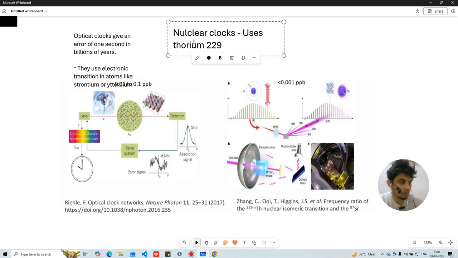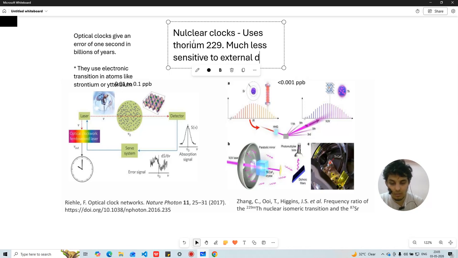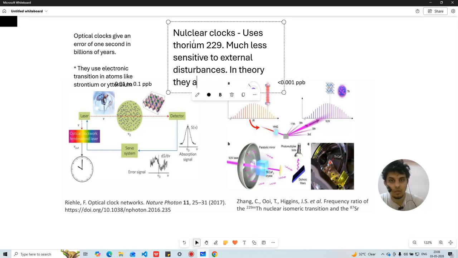Thorium 229 is much less sensitive to external disturbances and more shielded than electrons. Its potential could reach, in theory, being more stable than optical clocks.